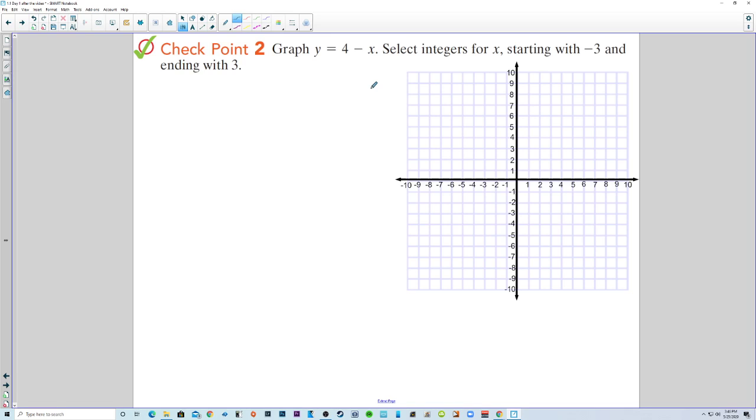D is 0, -3. So that's D down there. Checkpoint 2, graph y equals 4 minus x. Select integers for x, starting with -3 and ending with 3. So we have x and y: -3, -2, -1, 0, 1, 2, and 3.